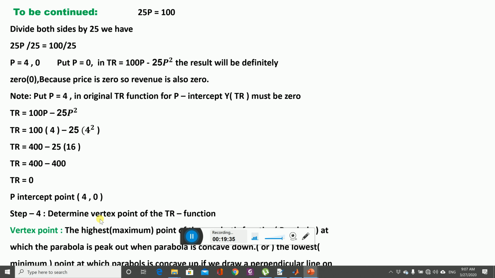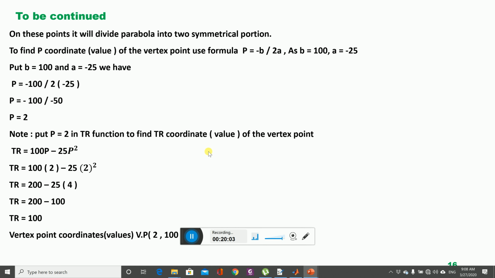Step number 4: define the vertex point of the quadratic revenue function. The vertex point, as I defined, is the highest or maximum point along the graph of the quadratic function, or the lowest point along the graph of the quadratic function. That is called the vertex point. When we draw a perpendicular line on this vertex point, it must divide the parabola into two equal portions, two symmetrical portions of the same shape.